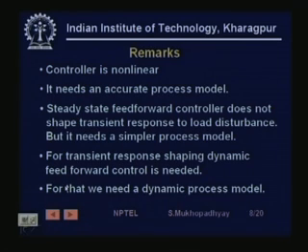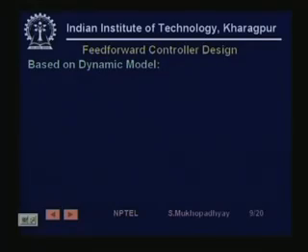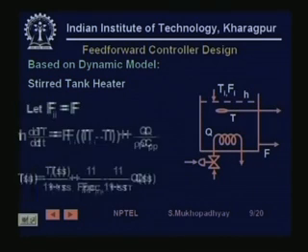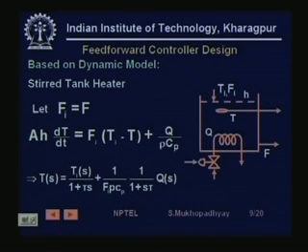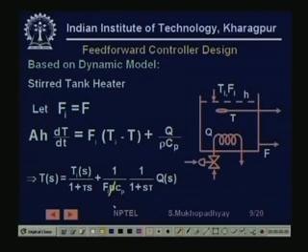So let us see a simple extension of this problem, how we can design a dynamic model. We are going to look at feed forward controller design based on a dynamic model. So again the same process, again the same equations. Obviously if you take the Laplace transform, then you will get a model like this. Here this should be rho, this is wrongly typed, this should be rho, this is tau, the time constant, this is also tau. This is the time constant of the process.